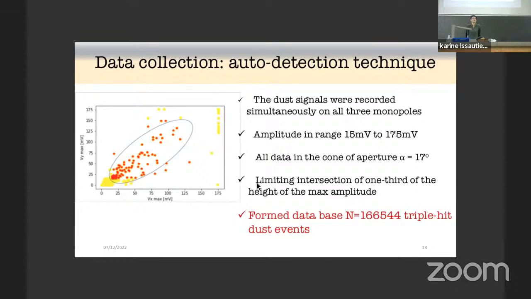I'm still confused when I see this. So I think I understand now what it means. But my first question was, where is the cone? Where is the cone here, and why 17 degrees and not 20?